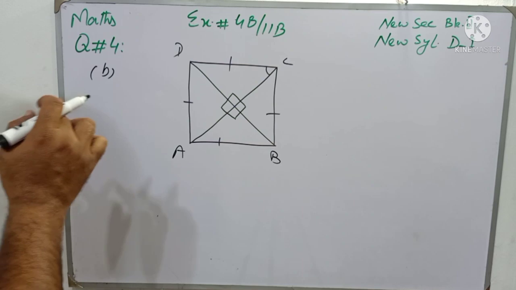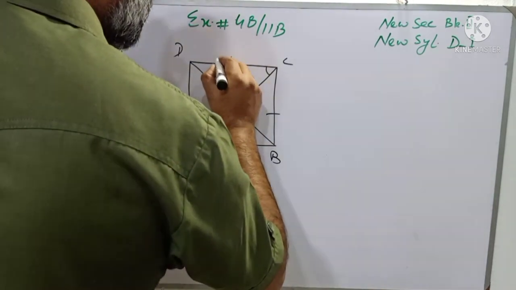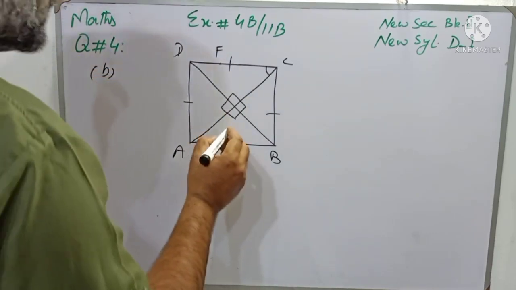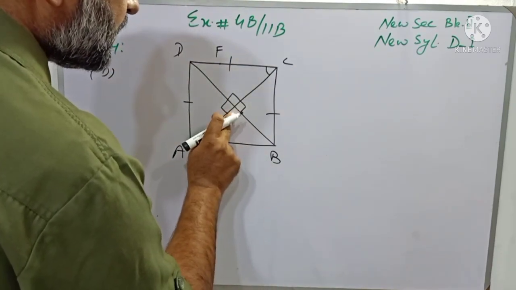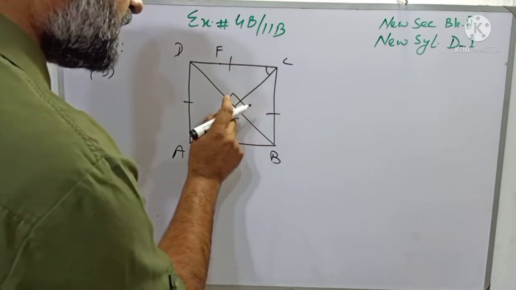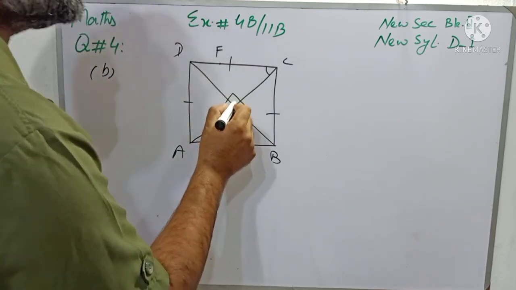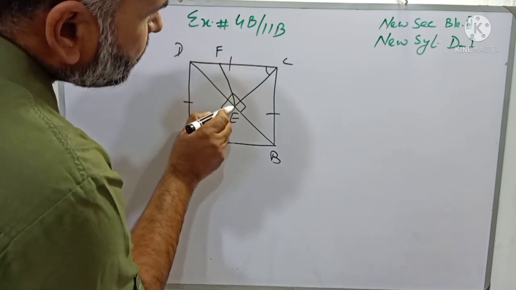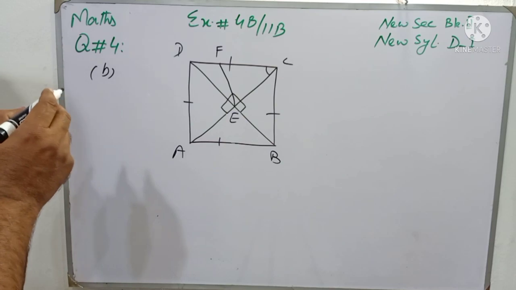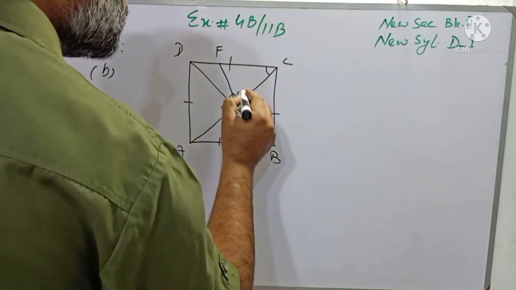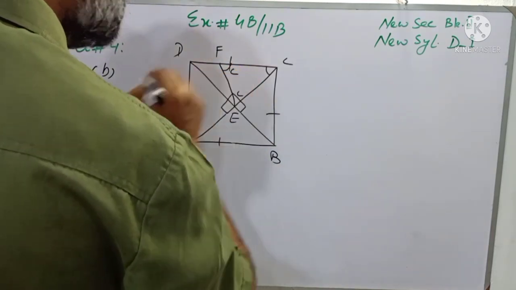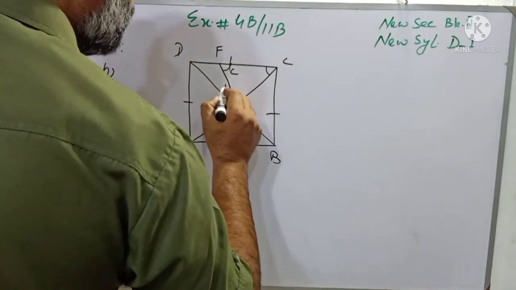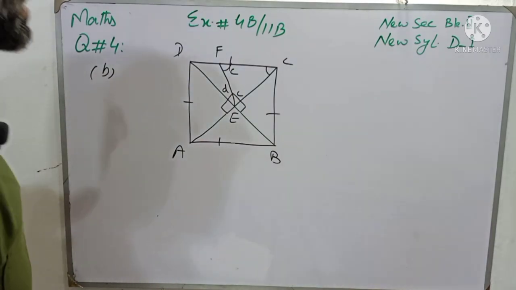Students, on DC there is a point F. If we join F with the center E, here is the center E of the square, the point of intersection of both diagonals, and E is joined with F. And students, here is the point, this angle is C as well as this angle is C. Both angles are C and here the angle is D. We have to find the values of C and D.